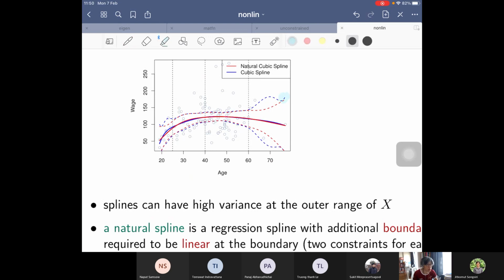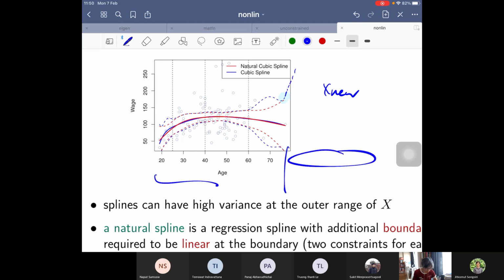See the end of the curve is kind of increasing here, right? So which means if I use this trained model, the cubic spline, the blue one, for prediction on new values of X, where the range of my new X may be outside the range I used for training, of course, my prediction may be unreliable because of this behavior at the tail. Okay, so spline can have high variance. That's the thing.